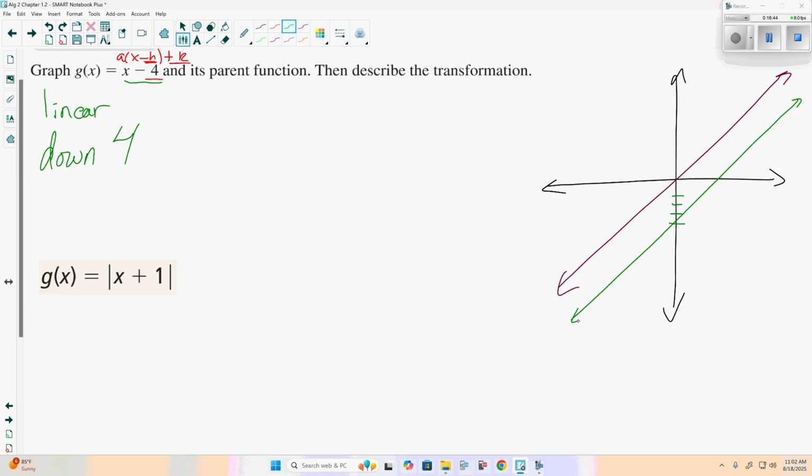And again, I'm not going to make you graph these, but it's good to have an understanding of what's going on with this function. Minus 4, because that minus 4 took the place of k. It's not h, because h has to be inside parentheses or inside the absolute value. So it's down 4.